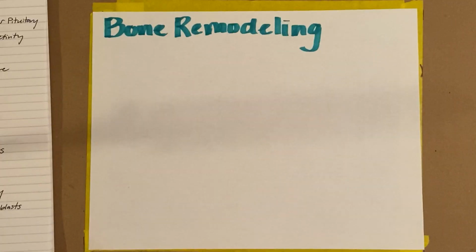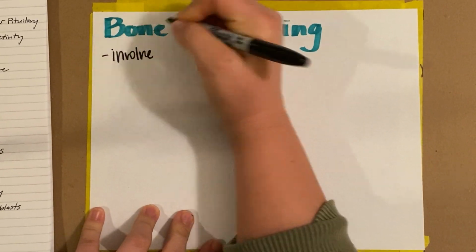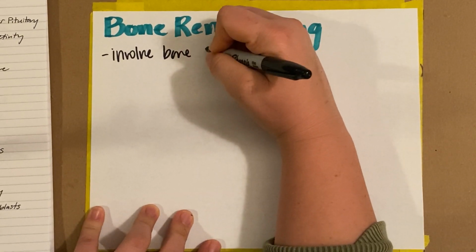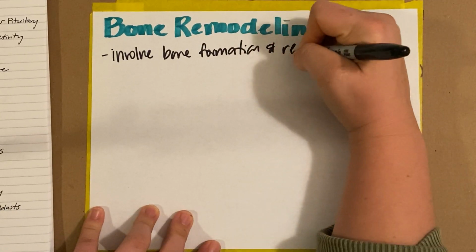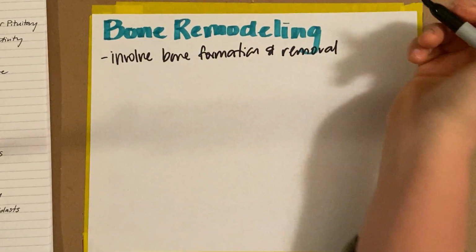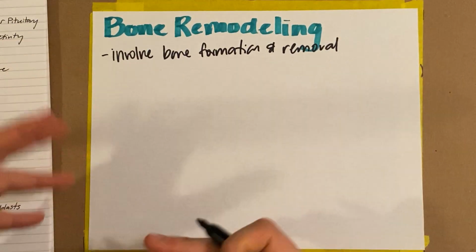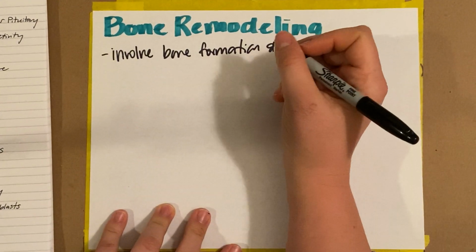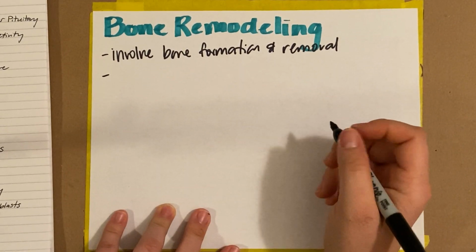All right, so now we're going to start talking about bone remodeling. Bone remodeling is going to involve both bone formation and removal. In order to remodel something, you're going to have to take away things, but also put things back.